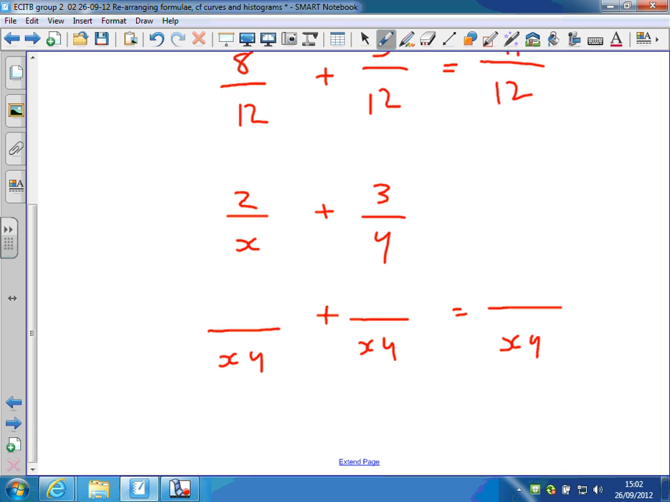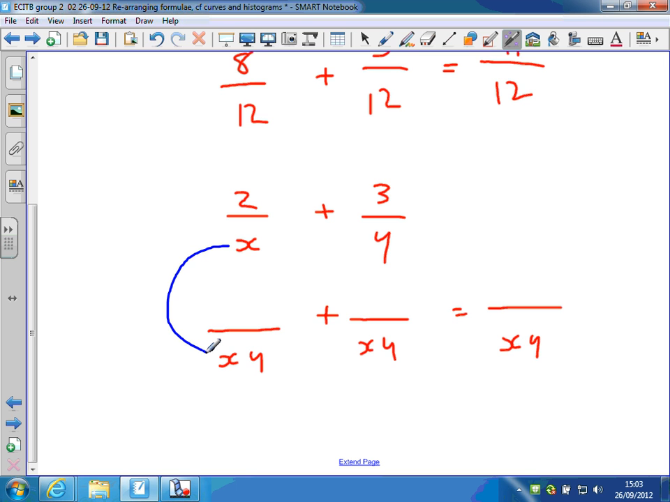So, if I now suss out what the top is, I can just add them together. So whatever they are, the common denominator will be xy. So I'll end up with something over xy. Question. Think about what happened here. What have I got to multiply x by to get xy?